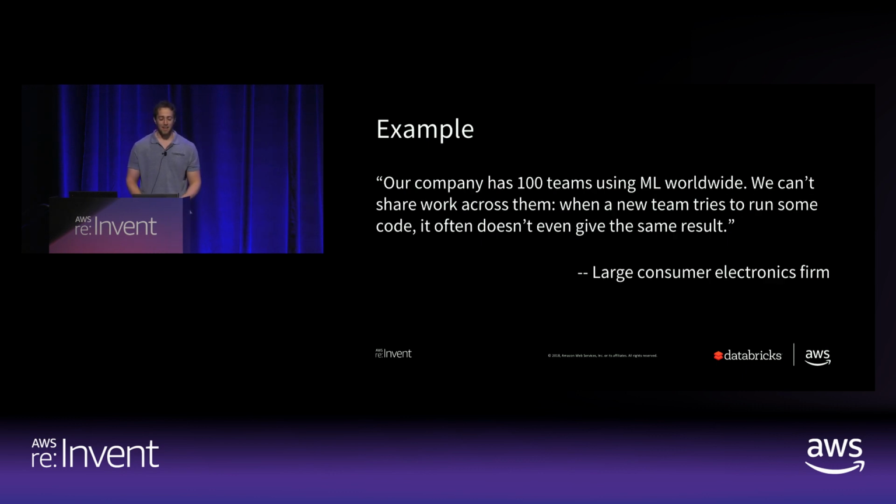Additionally, another consumer electronics firm says that their company has 100 teams using machine learning worldwide, and yet they can't share their work across those teams. When a new team tries to run some code, it often doesn't even produce the same result. And so this is that reproducibility problem of model exchange and governance that organizations are encountering on a regular basis.